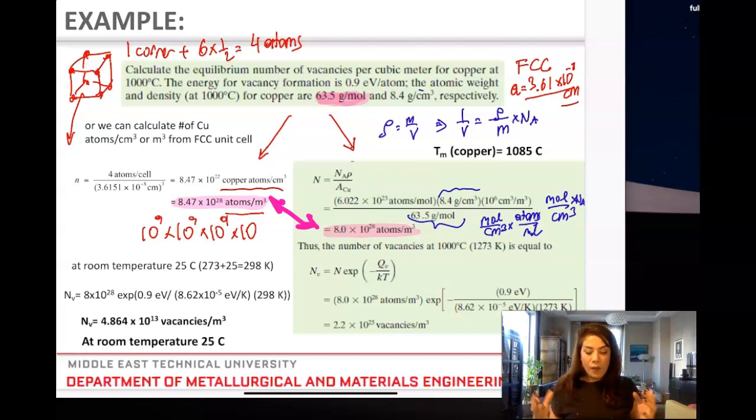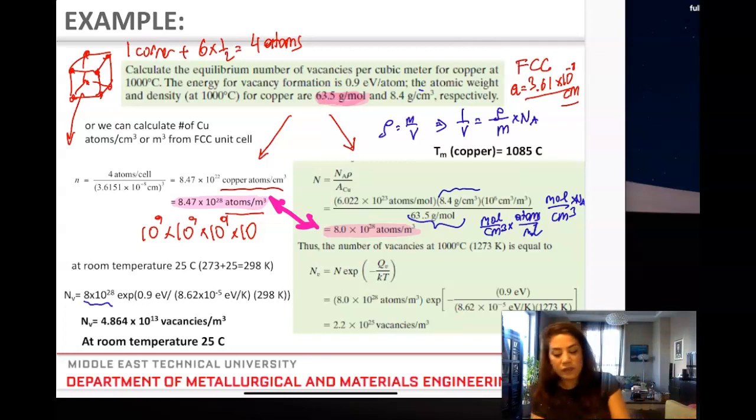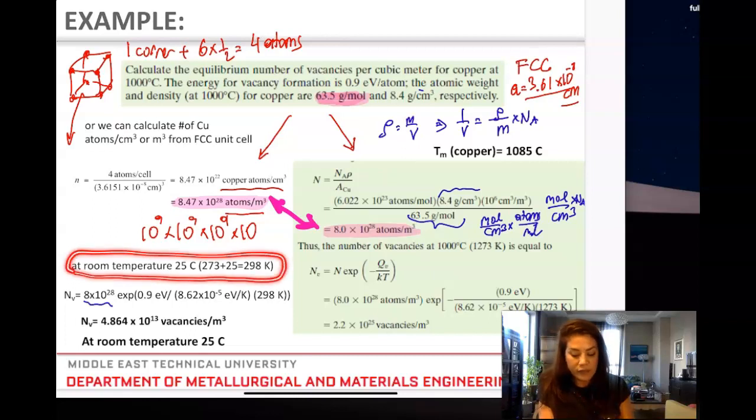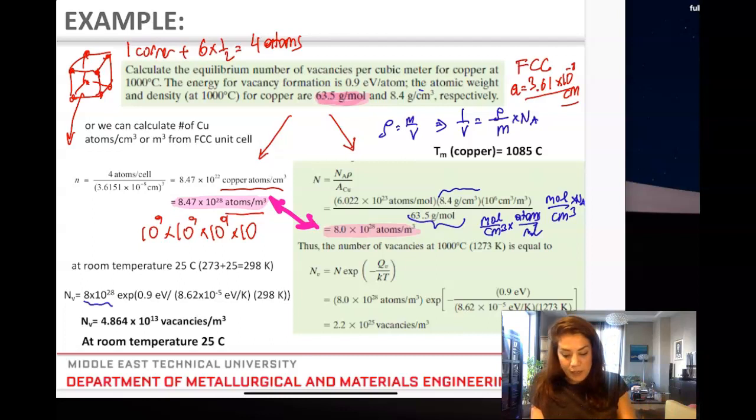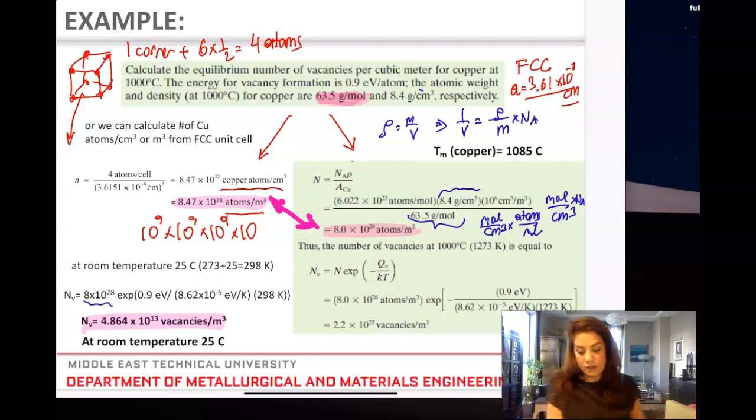Okay, so now I know the total number of available atomic sites. How can I calculate the number of vacancies? Well, the vacancies are equal to those sites times the exponential of activation energy over Boltzmann constant times the temperature. Although the question is asking for copper's equilibrium number of vacancies at 1000 degrees C, I'd like to show you first the number of vacancies of copper at room temperature, 25 degrees C. Well, if I plug in these numbers, converting 25 degrees C to 298 Kelvin, I obtain 4 times 10 to the power 13 vacancies.